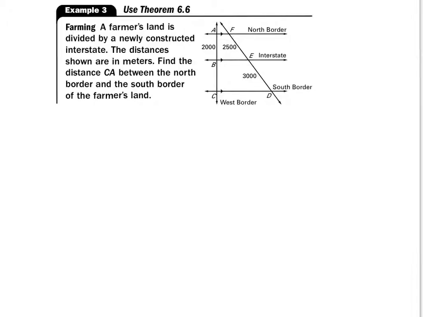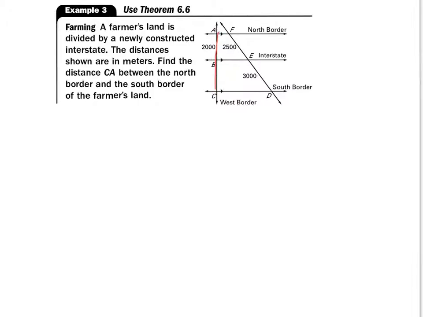Farming. A farmer's land is divided by a newly constructed interstate. Oh, don't you hate that? The distances shown here are in meters. Find the distance CA, which is right here, the distance between the north border and the south border on the farmer's land. What's given is that all three lines, AF, BE, and CD are parallel to each other, right? So that's really critical information.